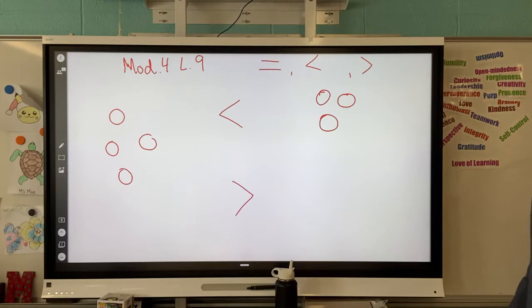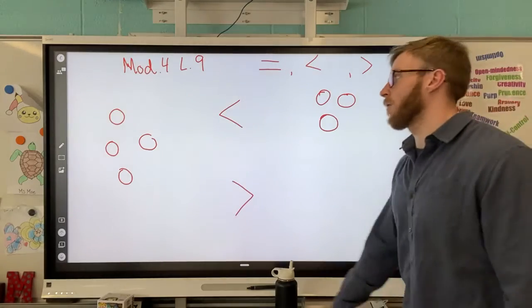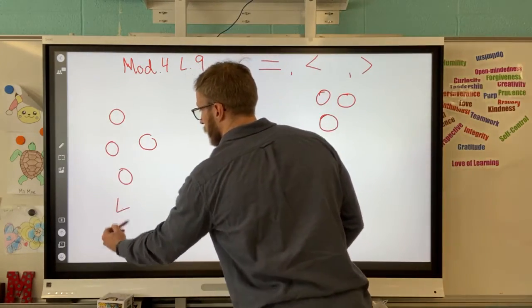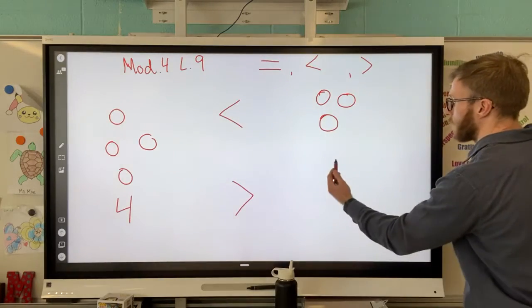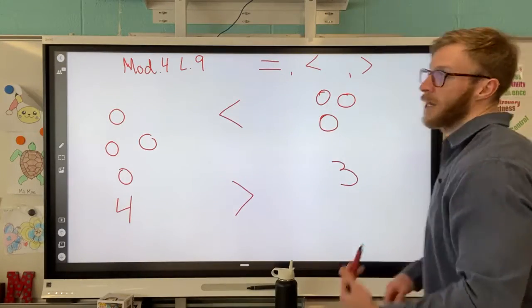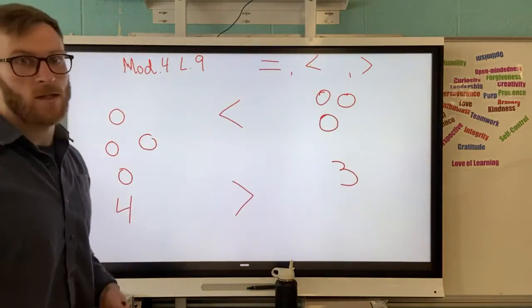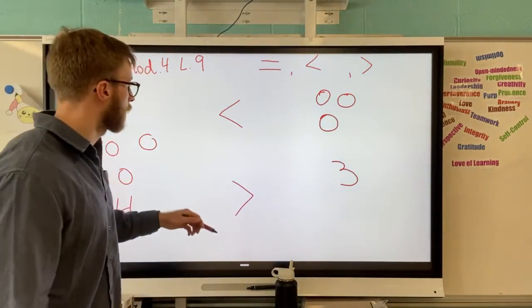3, 2, 1, 0. Okay. I see 1, 2, 3, 4 over here, and I only see 3 over here. So I'm going to want to choose or have the alligator come over here and eat 4 fish. That'll fill him up more. So I want to use this side.